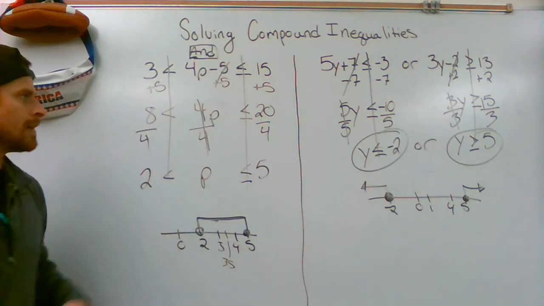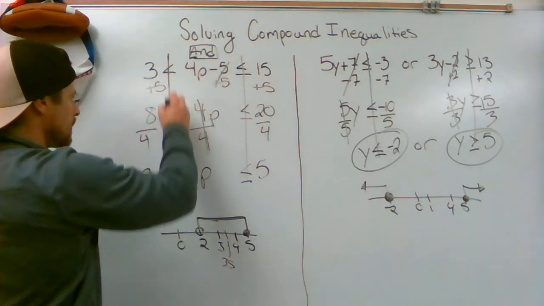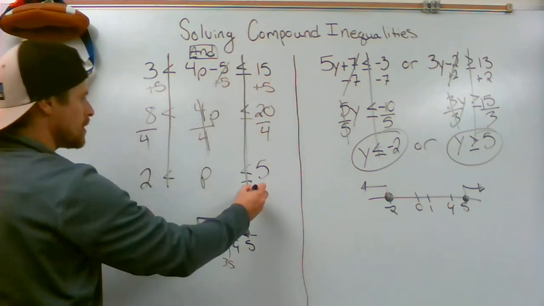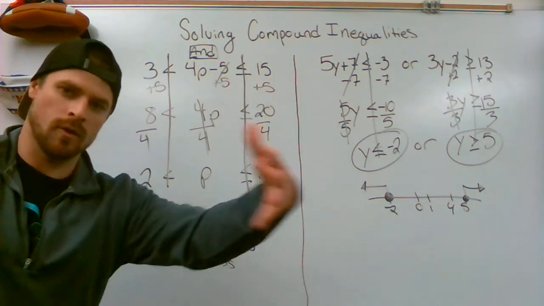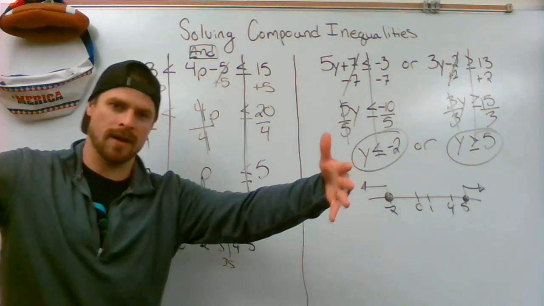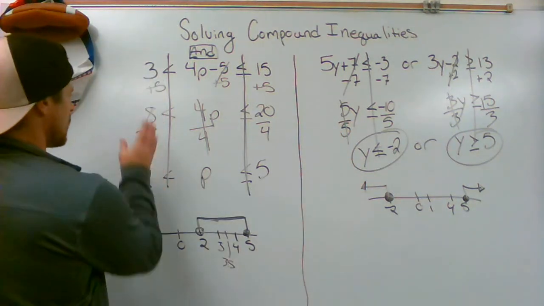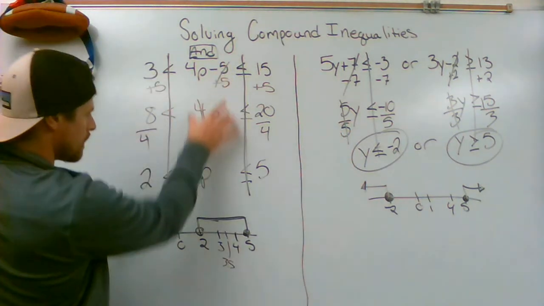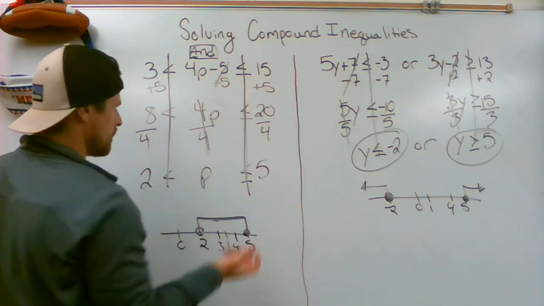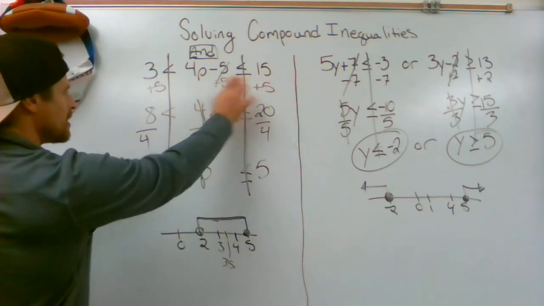And statement, you're now dealing with two inequalities in one overall lengthy compound, but it's going to create a left column, a middle column, and a right column. You're still using inverse operations.